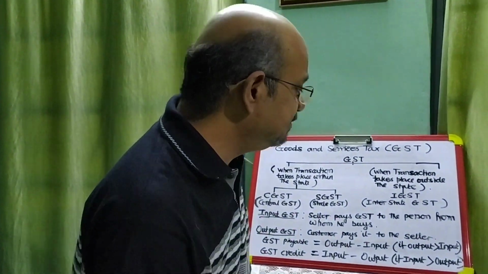Now, over the years, different modifications have been done in the process of collection of sales tax, and what is collected in this format presently is known as Goods and Services Tax. Let us now come to the different types of Goods and Services Tax. The transaction may take place within the state, that is, both buying and selling may take place within the state, or the transaction may take place outside the state, from one state to another state.